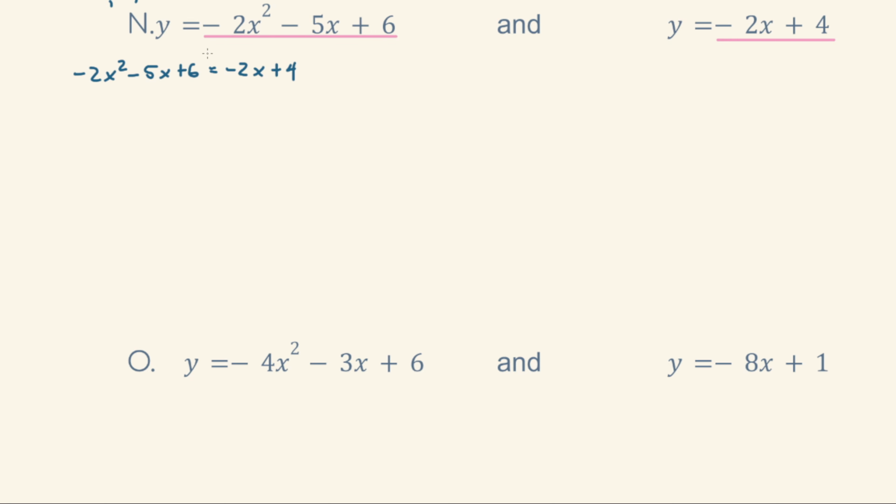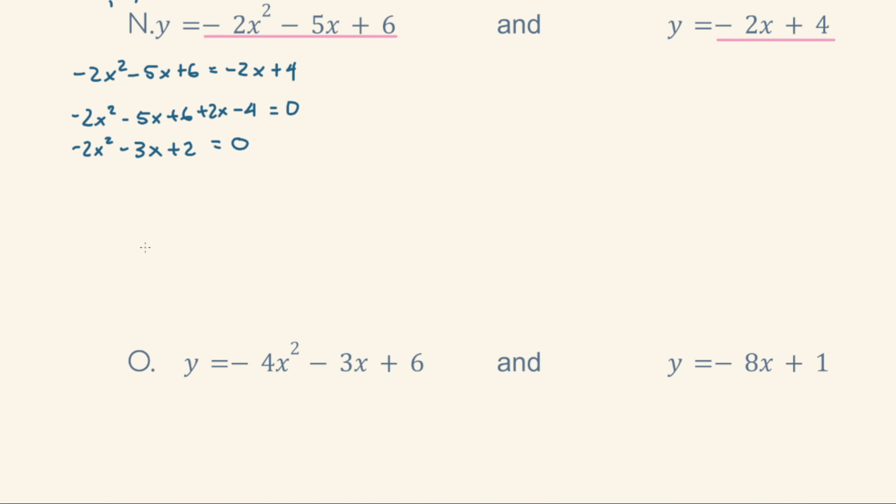Let's bring everything to the left side, so one of my sides is just 0. So minus 2x squared minus 5x plus 6 plus 2x minus 4 is all equal to 0. Now we group up our like terms here. Minus 5x plus 2x is just minus 3x. 6 minus 4 is just 2, equals 0.